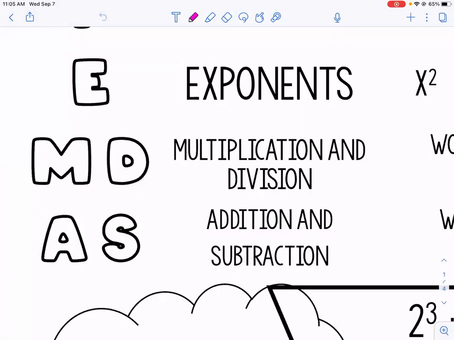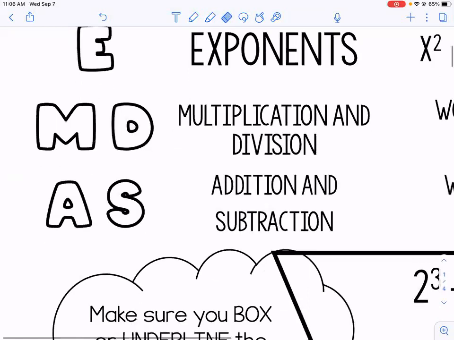I have a question. If I have something like 5 squared, who can raise their hand and tell me what 5 squared means, Jada? It means 5 times 5. Or if I had 5 cubed, it would be 5 times 5 times 5. Okay.